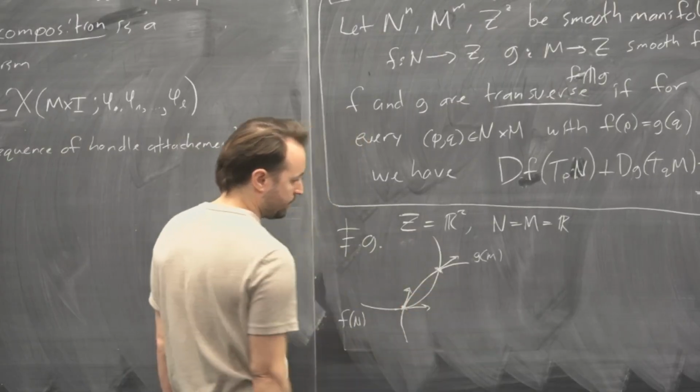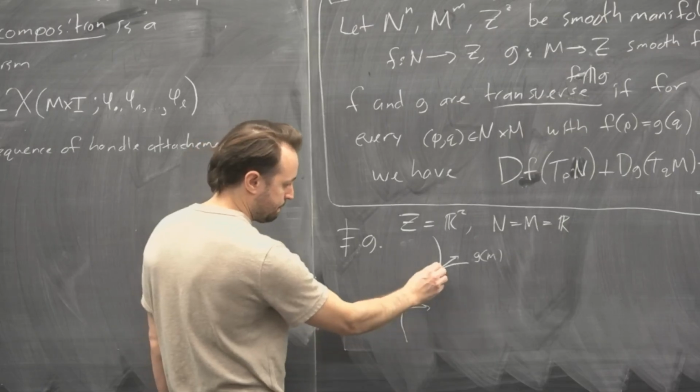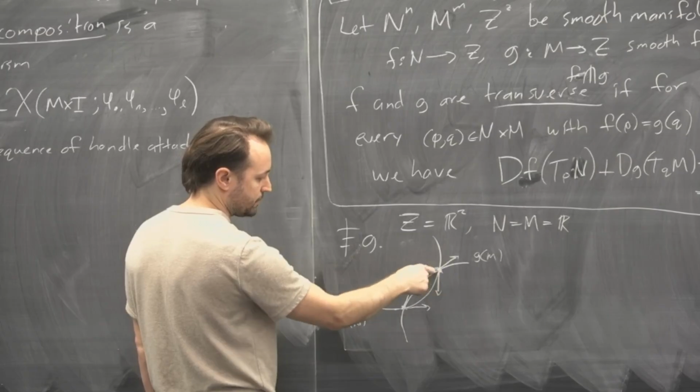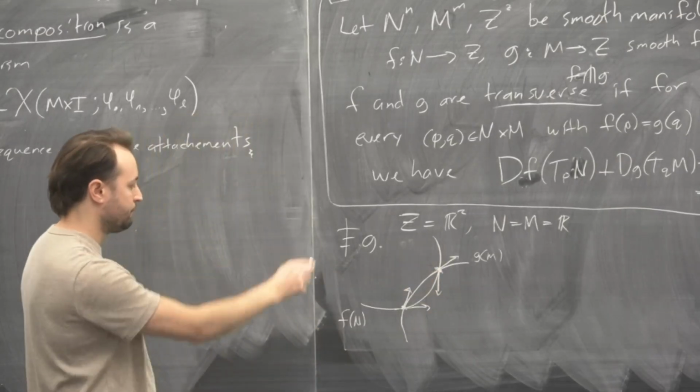Similarly, there's the tangent directions for M, there's the tangent directions for N, linearly independent, so we get the entire tangent space at this point. This F and G are transverse.